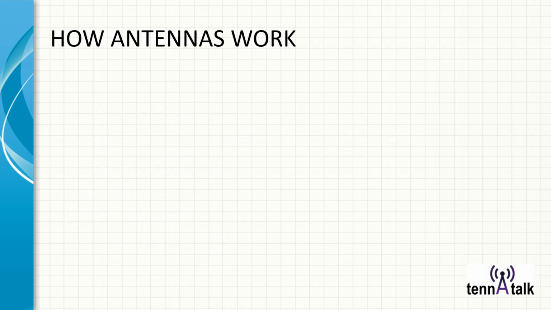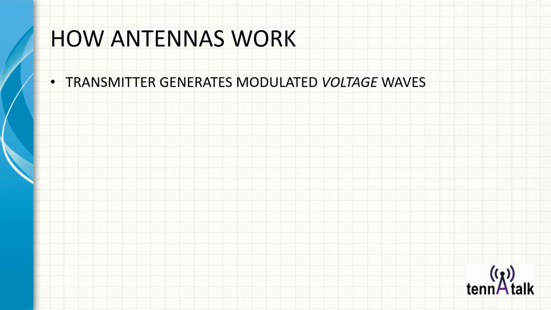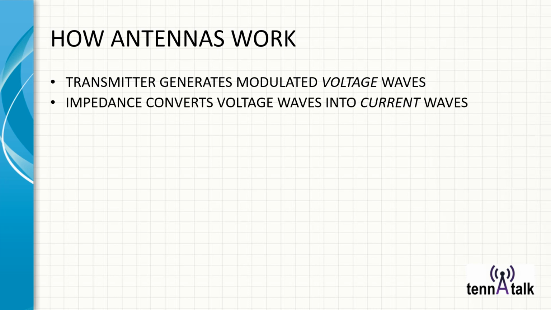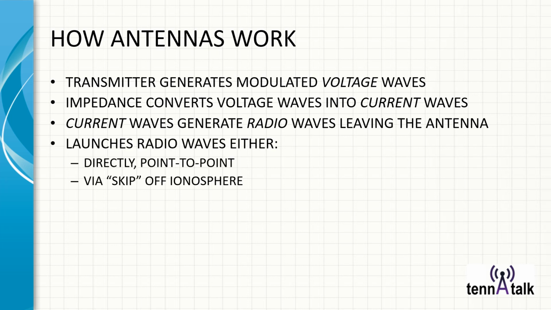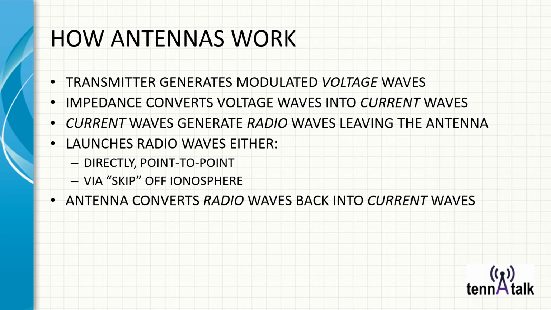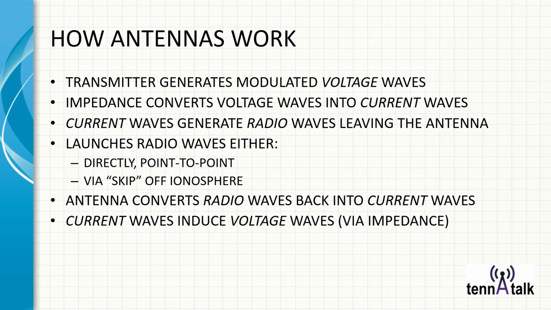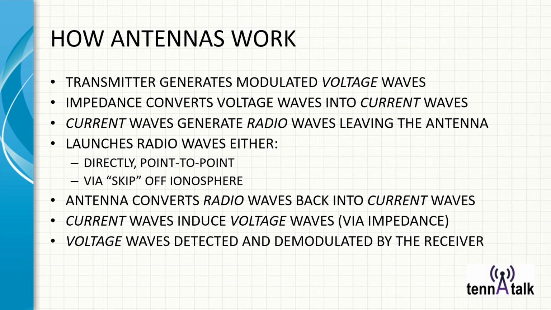How antennas work. Let's look at the sequence. The transmitter generates a modulated voltage wave out onto a wire. The impedance between voltage and current converts that voltage into current waves. Current waves generate radio waves leaving the antenna. That's very important: it's the current, not the voltage, that generates the radio waves. The radio waves are launched either directly point to point or via skip off the ionosphere. The antenna converts the radio waves back into current waves at the receiving end. Current waves induce voltages back through the impedance formula, and then voltage waves are detected and demodulated by the receiver.